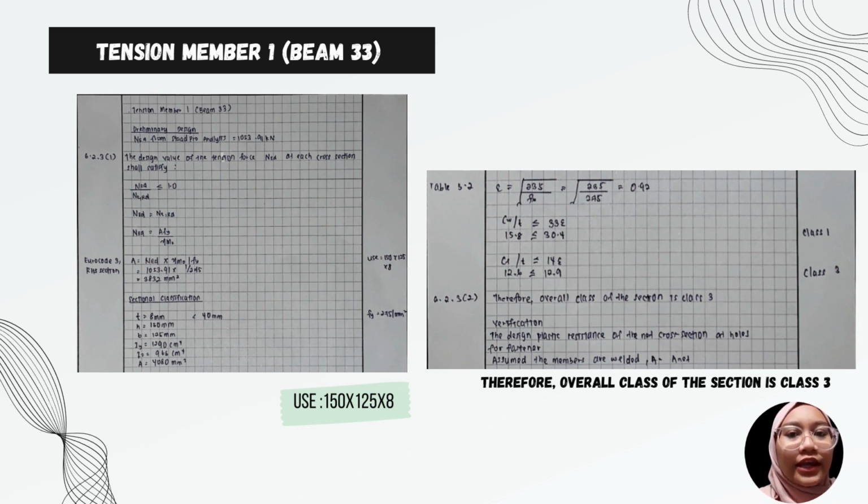I want to present about my calculation part, which is tension member 1, beam 33. The preliminary design, which is NED that we got from StatPro, is 1053.91 kilonewton. Therefore, based on my calculation, it indicates that the class of the section is class 3.